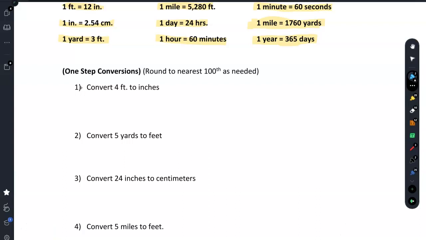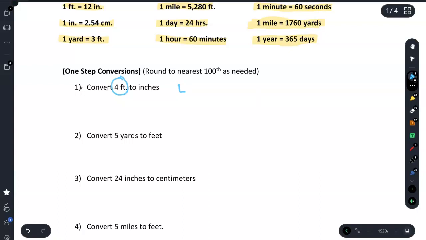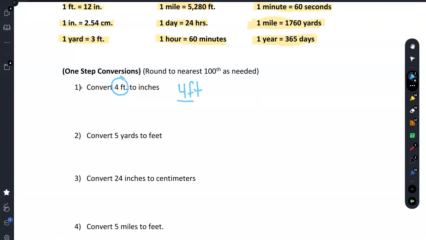So every time we read one of these problems, we want to pull out what we're starting with. So here I say convert 4 feet to inches. So the unit of measure that I'm starting with is 4 feet. So I have 4 feet, and I want to make this a fraction. I can make anything a fraction by putting it over 1. So I have 4 feet and I put it over 1. Now I want to convert this to inches.